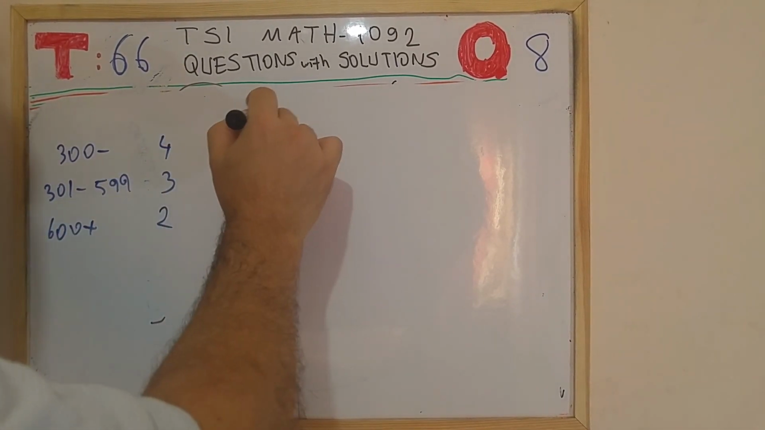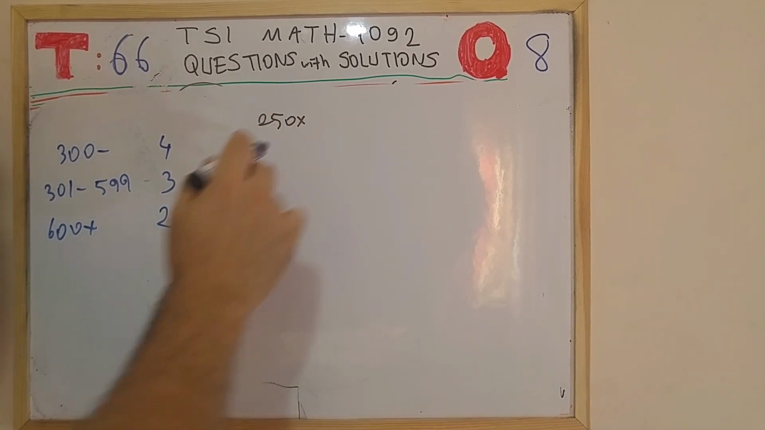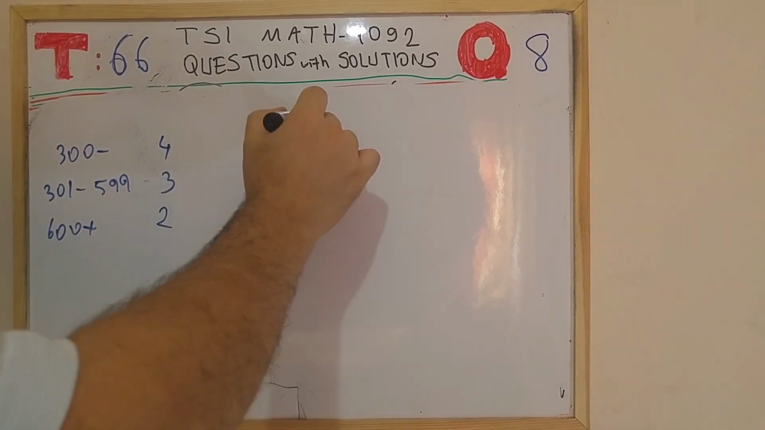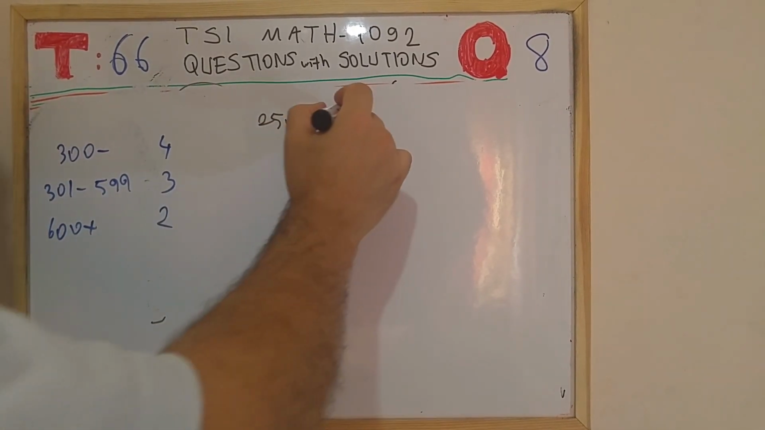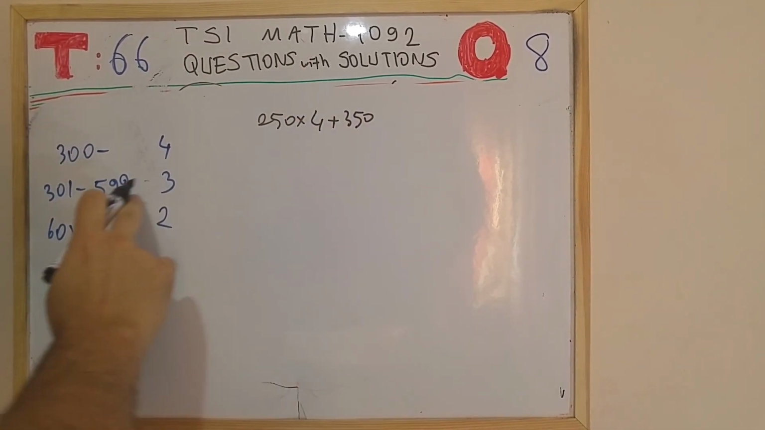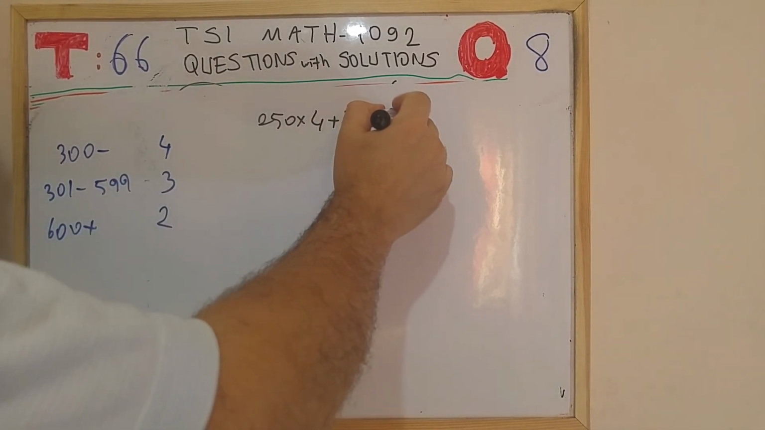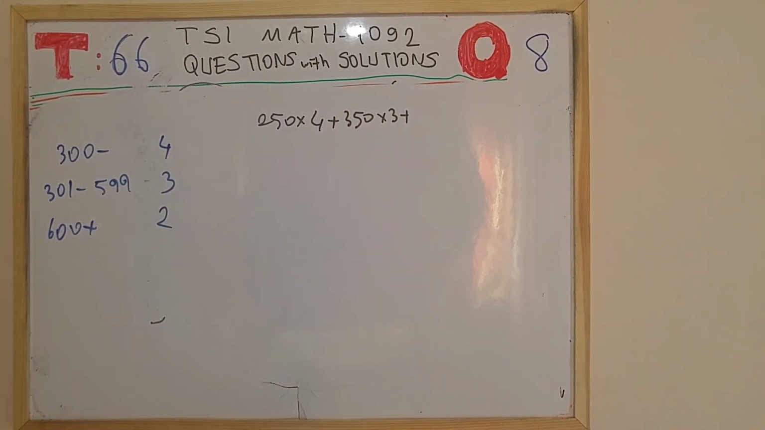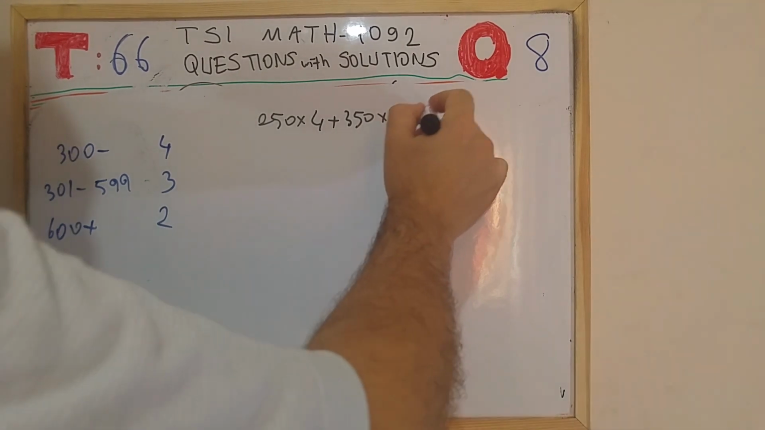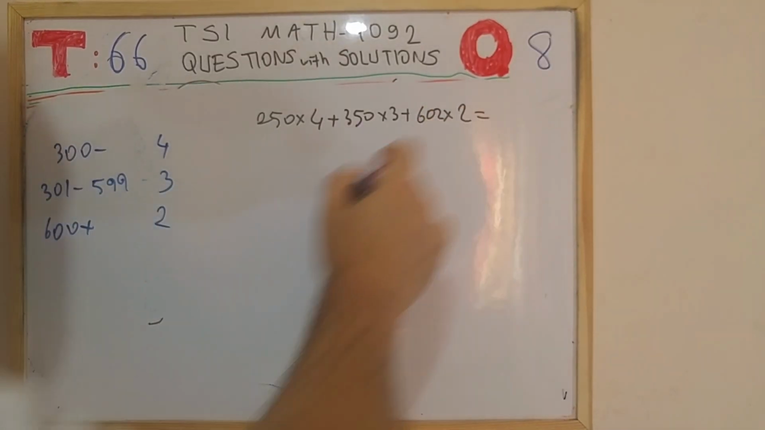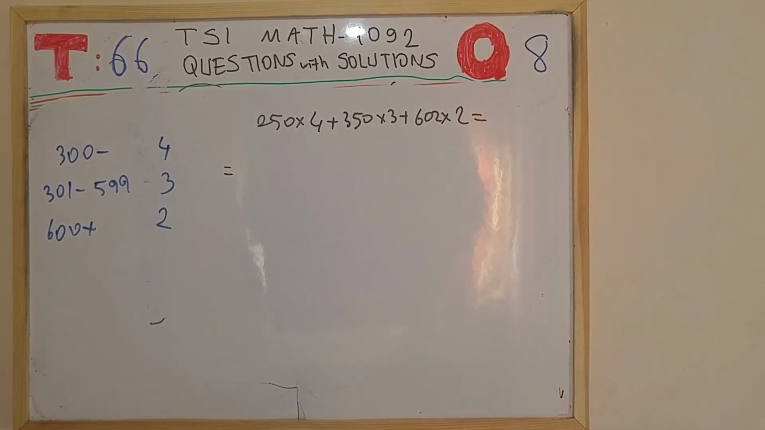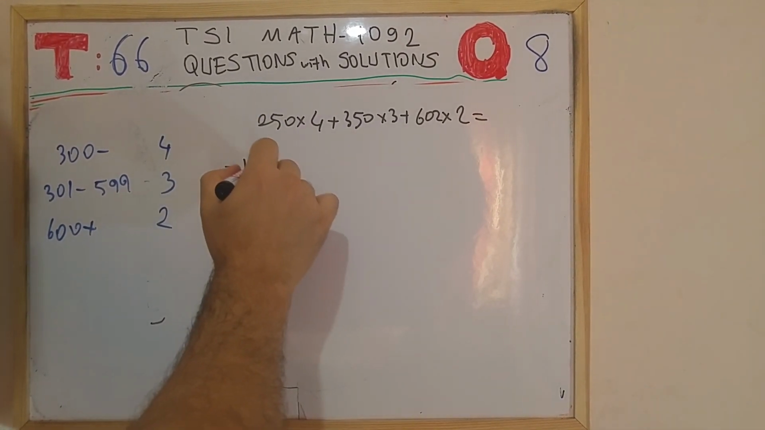For 250 math books, we need to pay $4 for each, because it is less than 300. And for 350 English books, $3 must be paid for each. And for 602 science books, $2 must be paid each. And when I calculate these, this is going to be 1,000.